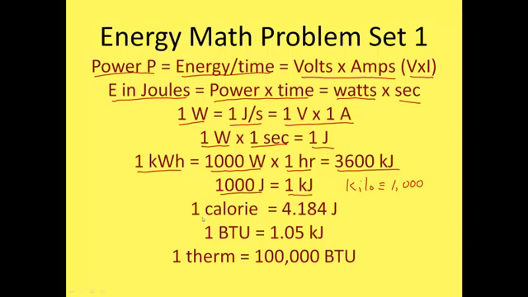Other conversion factors: 1 calorie is equal to 4.184 joules of energy. So that's a common conversion factor you need to know. Another one is 1 BTU equals 1.05 kilojoules, that's thousands of joules. And 1 therm unit, not to be confused with British thermal units, 1 therm is 100,000 British thermal units as a conversion factor.